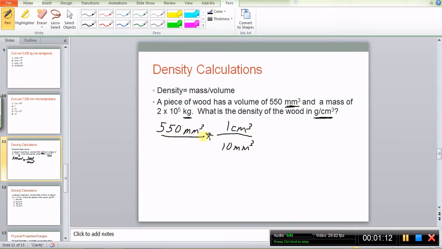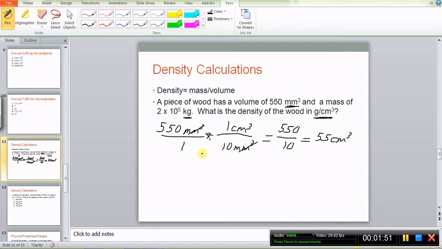Now, since we have millimeters on the bottom, millimeters cubed on the top, we can cross those out, and then we're left with centimeters cubed. Then you just multiply across the top, multiply across the bottom, and then divide. And there's nothing on the bottom here. You can think of it as over 1 if you want. So multiply across the top, 550 divided by, 10, sorry. 1 times 10 is 10. So that equals 55, and then we said we crossed out the units, we have centimeters cubed left.